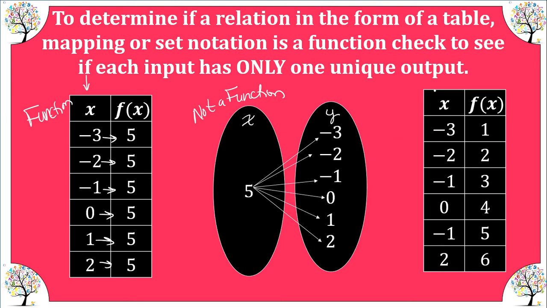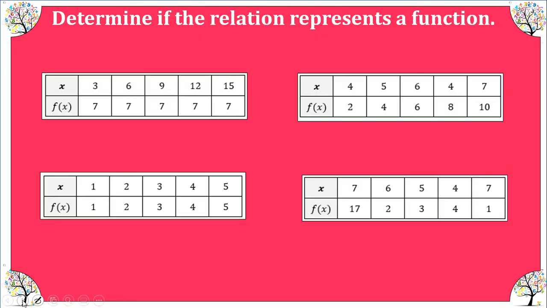Let's take a look at this table. We have -3, we have -2, we have a -1. These are all different. But look, notice I have a -1 here and a -1. So -1 is going to 3, but it's also going to 5. It can't go to two different outputs. This is not a function. It's like putting in A1 and getting Pepsi instead of water, okay? So this is not functional.